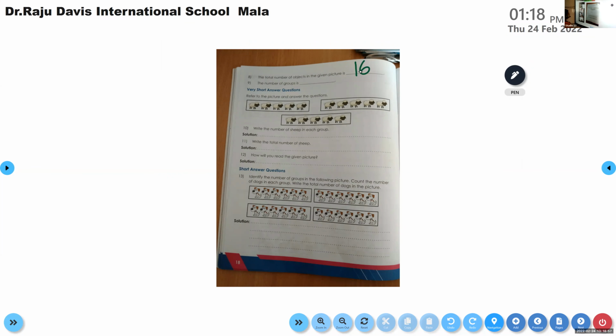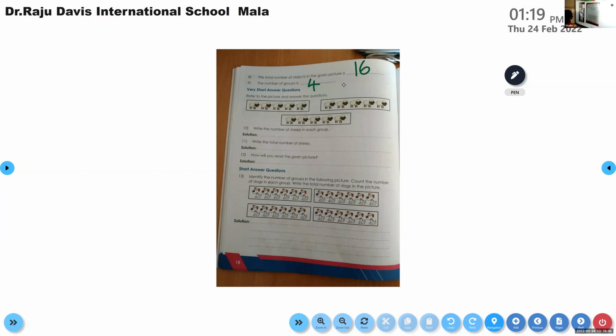Now, question number 9. The number of groups. How many groups are there, Rishan? Number of groups 4. Very good. So the total number of objects in the picture is 16. The number of groups 4. Now again, very short answer questions: refer to the picture and answer the questions. You can see there are 3 groups and each group having some number of sheep. Let's move to question number 10. Adinath, please tell me the answer. Write the number of sheep in each group.